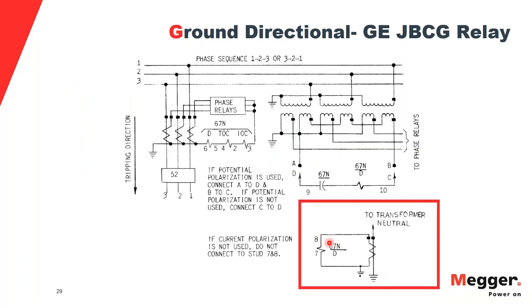So here is the connection drawing for the GE JBCG relay. If potential polarization, the zero sequence polarization, is used, you basically connect A to D and you connect B to C. This is nothing but a broken delta PT. If you are using current polarization, zero sequence current polarization, for this relay, then you have to connect it from stud 7 and 8. And studs 7 and 8 are basically taking it from the transformer neutral CT. So depending on what you want to select, you can choose one of them.